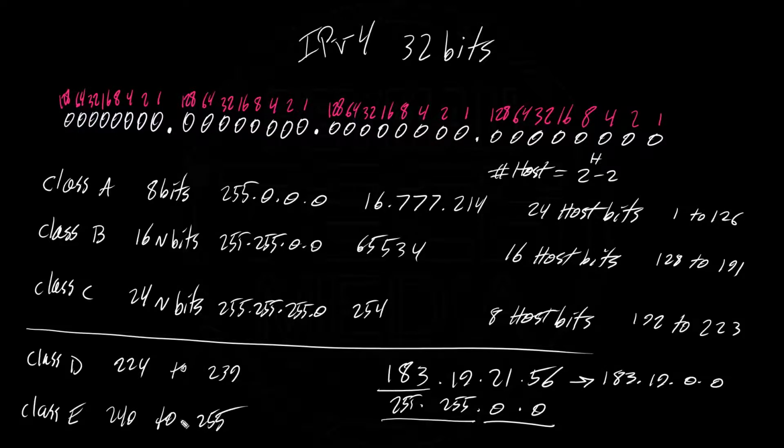Previously, we talked about all these classes and using their default subnet masks. In the next video, we will talk about classless IP addressing.